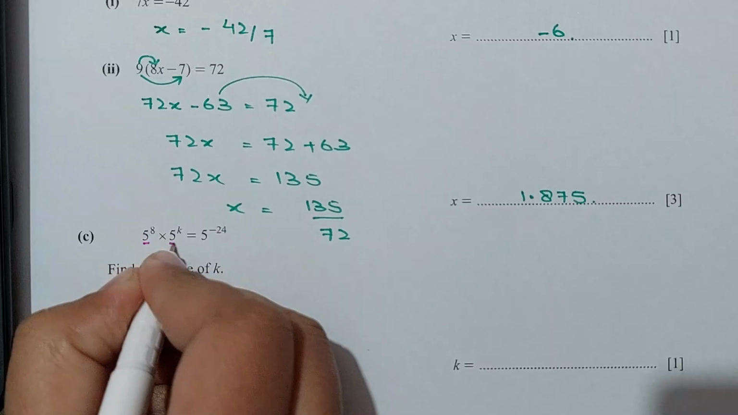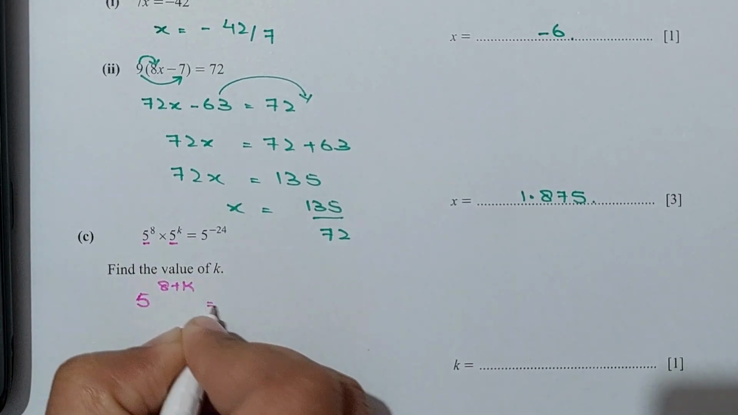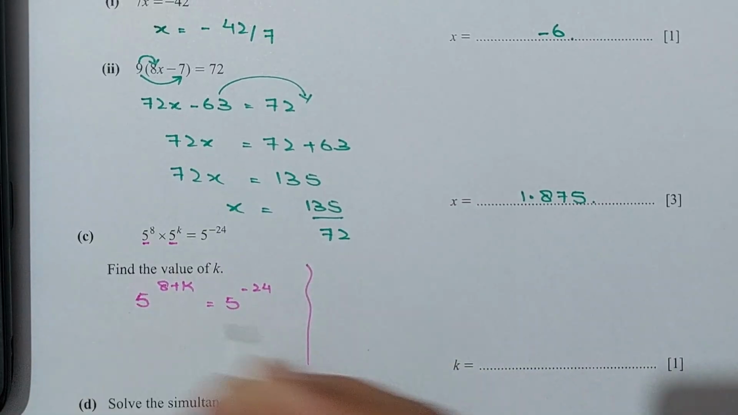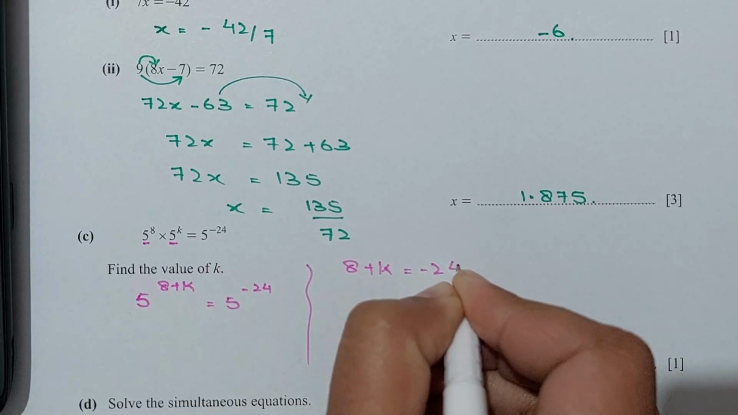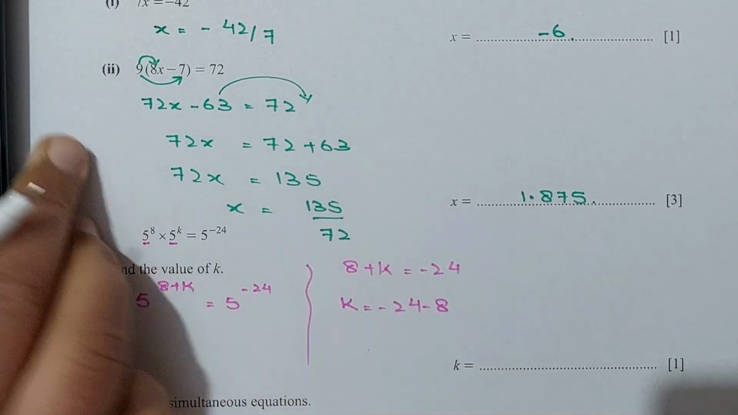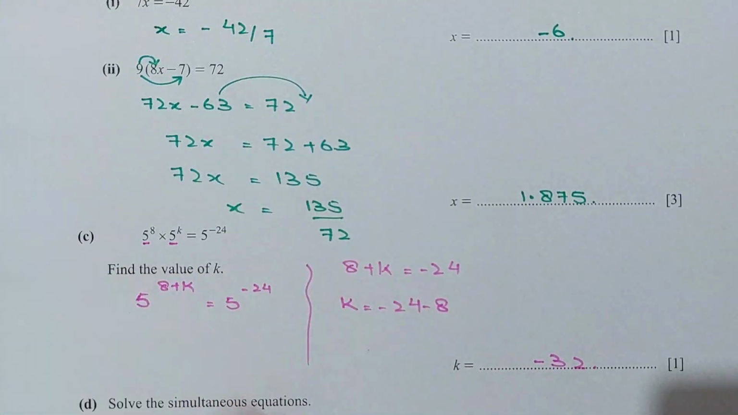All right. The next one is part C, find the value of k. When the bases are the same, we can add the exponents, which is 8 plus k. And here we have 5 to the power minus 24. Now the bases are the same, so comparing the powers, 8 plus k equals minus 24. What is k? k is minus 24 minus 8, which is minus 32. This is the k value.